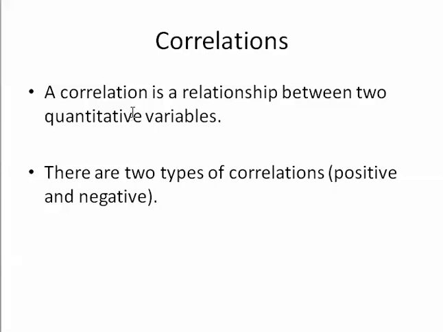In other words, a correlation is a relationship between two variables like age and income, or hours of exercise and hours of sleep. There are two types of correlations. A correlation can be a positive correlation or a negative correlation. Let's go over the difference between a positive correlation and a negative correlation.